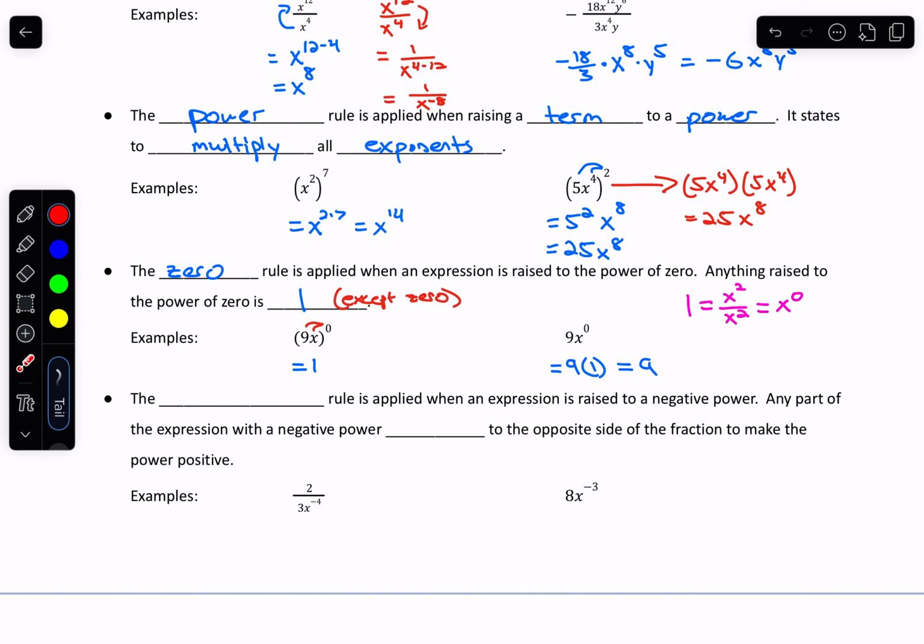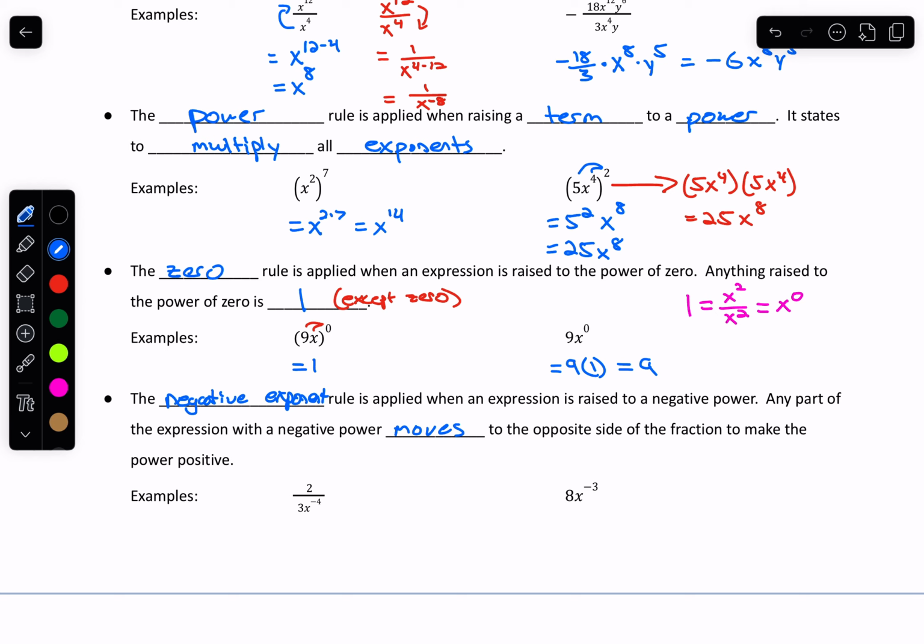All right, last rule we have is going to be the negative exponent rule. So the negative exponent rule is applied when an expression is raised to a negative power. Any part of the expression with a negative power moves to the opposite side of the fraction to make the power positive. So what I mean by move is that it changes from numerator to denominator or vice versa.